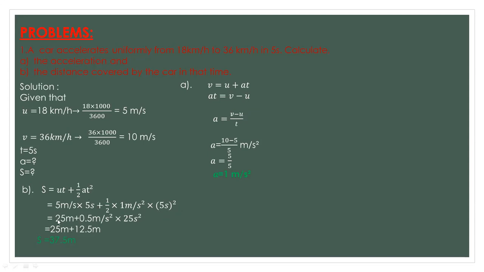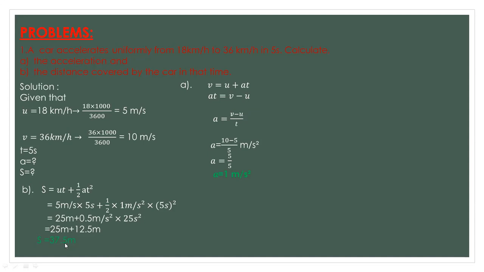Okay, so next simplification. Here second and second get cancelled. Now it becomes 5 fives are 25 meter plus here, this is 1 divided by 2, is 0.5 meter per second square into 5 fives are 25, into second square. Now in this step, second and second square get cancelled. Then that is equal to 25 meter plus 12.5 meter. It gives you s is equal to 37.5 meter. So it means the car can cover a distance of 37.5 meter.